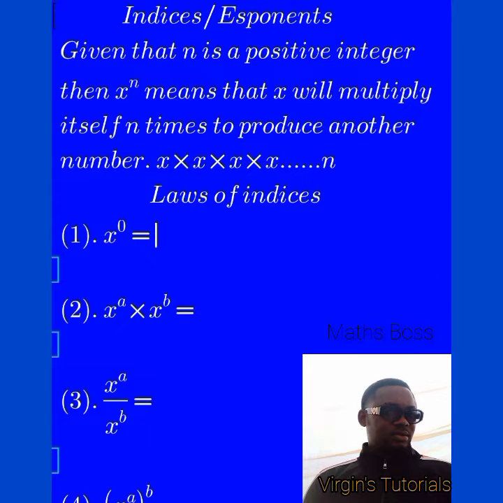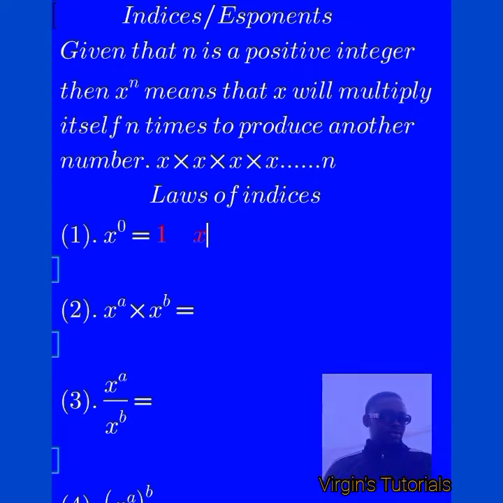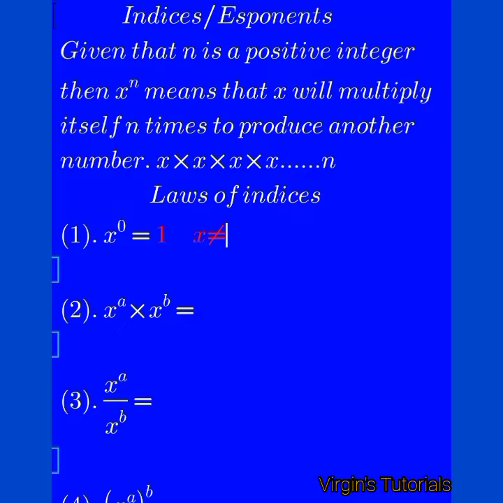Now we go to the laws of indices. The first law says x raised to the power 0. It shows that anything raised to the power 0 is 1, provided x is not equal to 0. It shows that x must be different from 0.